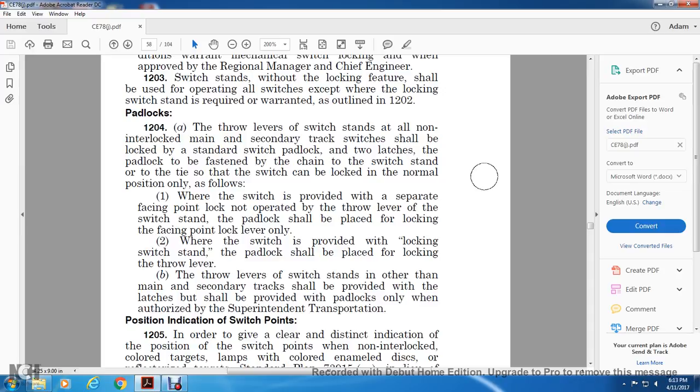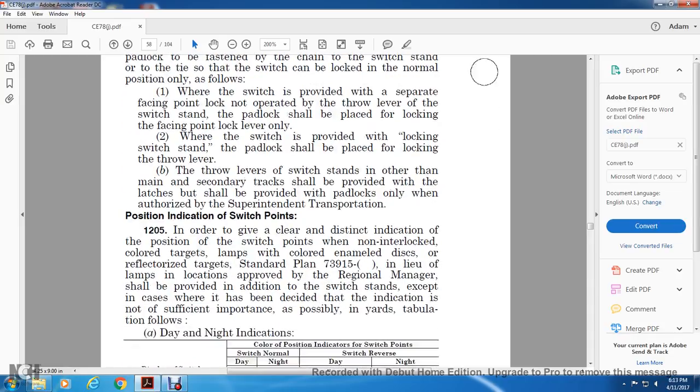Where the switch is provided with a separate facing point lock operated with the throw lever of the switch stand, the padlock shall be placed on the facing point lock and the locking lever only. When the switch is provided with the locking switch stand, the padlock shall be placed on the locking throw lever. The throw lever of switch stands other than main and secondary tracks shall be provided with latches, and shall be provided with padlocks only when authorized by the superintendent of transportation.